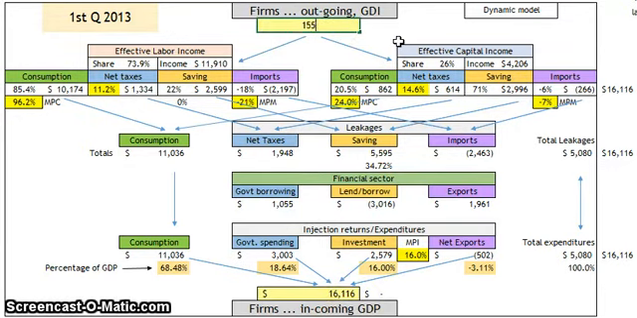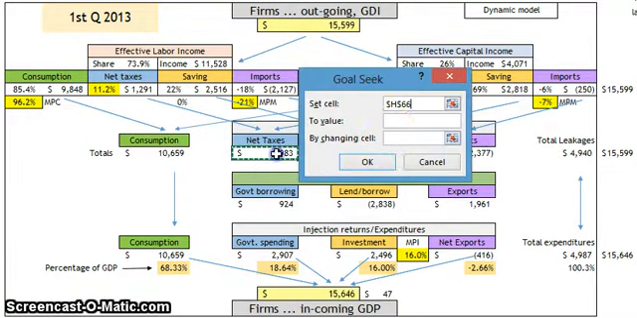Okay, now let's go back. Make sure I get these numbers right. Let's go back and we're going to raise the effective tax rate on capital to 17%. See, I want to show you this $1.886 trillion in net taxes. We're going to keep this constant. You see it changed? So what I have to do is go back up to goal seek, and I want this number to go back to 1.886 by changing the effective tax rate on labor.